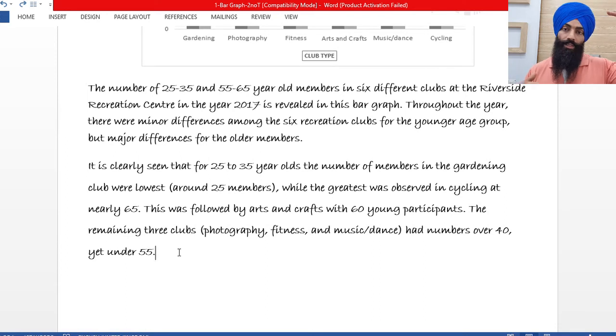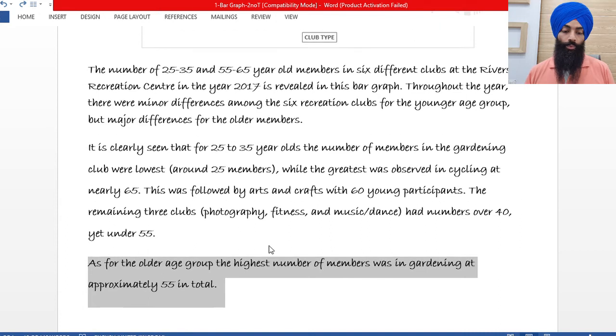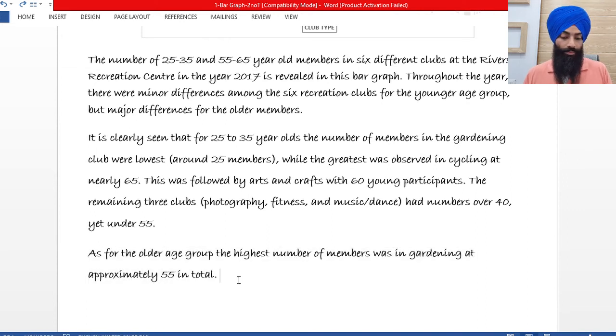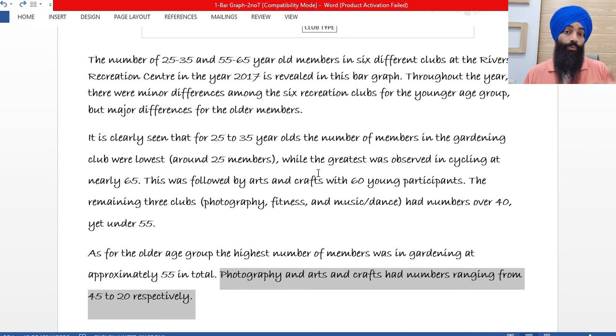Next, where I can go is the next paragraph, to talk now about the older age group. So as for the older age group, the highest number of members was in gardening at approximately 55 in total. So I just started with the highest number for the older age group.